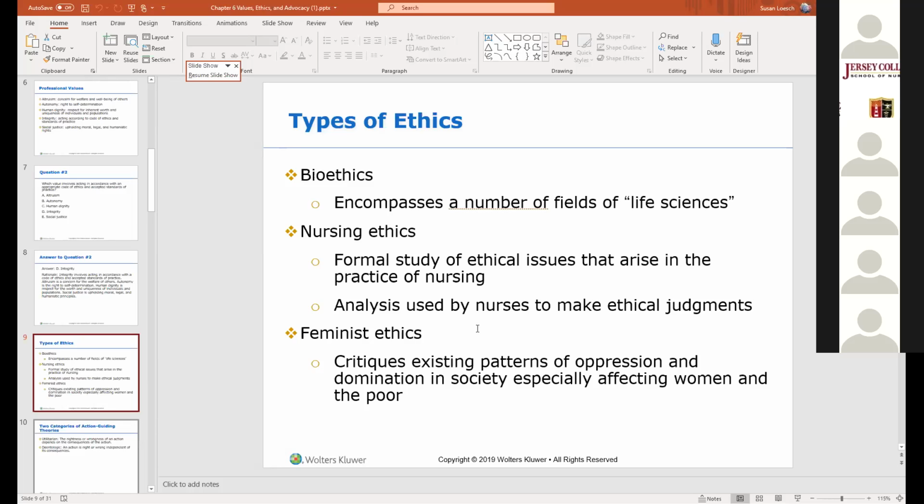So for ethical theories or frameworks, these talk about how we should live and why. And there's a couple. Utilitarian, this is right or wrong of an action.